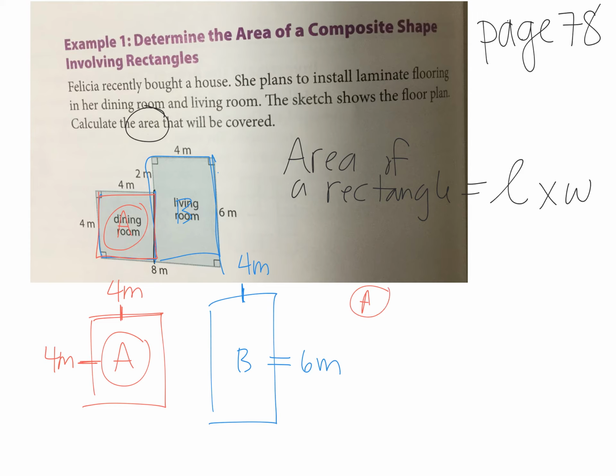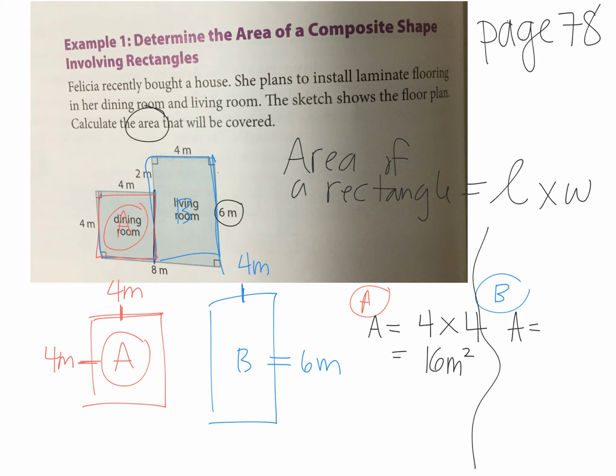Let's do A. Area of A equals, what's the length of the square? 4 times 4 equals 16 meters squared. Are you copying this down? Area of B equals length 6 times width 4 equals 24 meters squared. Area is always in square units. You don't put meters squared on your test, I'm not giving you full marks.